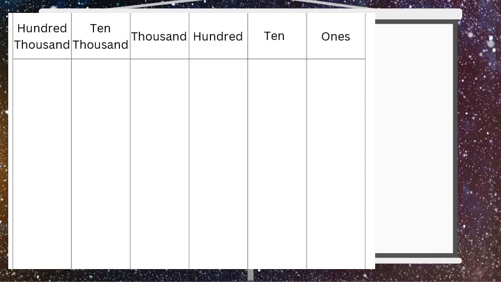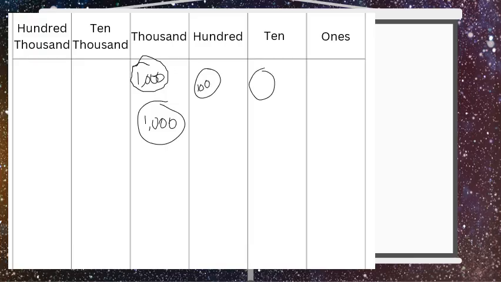So I have two thousands. Remember that for a place value chip, it has the 1,000 inside of the chip. Then I have one 100 chip. Then I have three 10 chips. Remember, it's okay if they do not look perfect. And then I have five 1 chips.